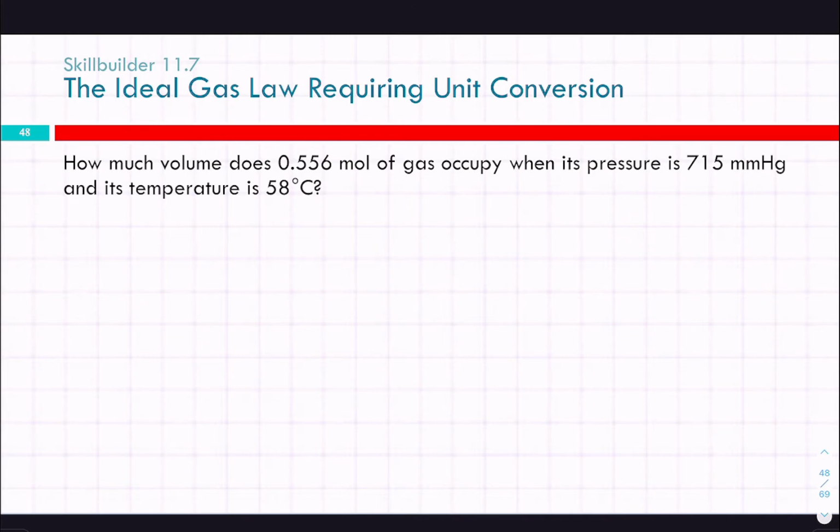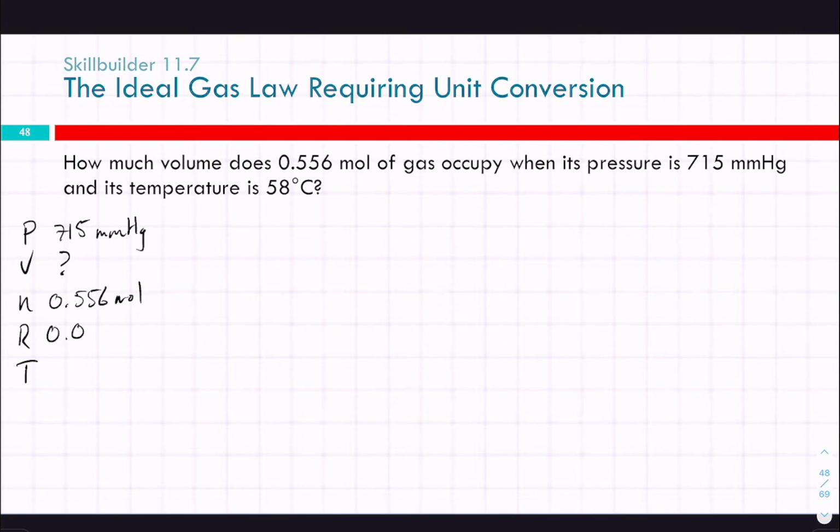So how much volume does 0.556 mole of gas occupy when its pressure is 715 millimeters of mercury and its temperature is 58 degrees C? So what's our pressure? 715 millimeters of mercury. And our volume is unknown. n is 0.556 moles.